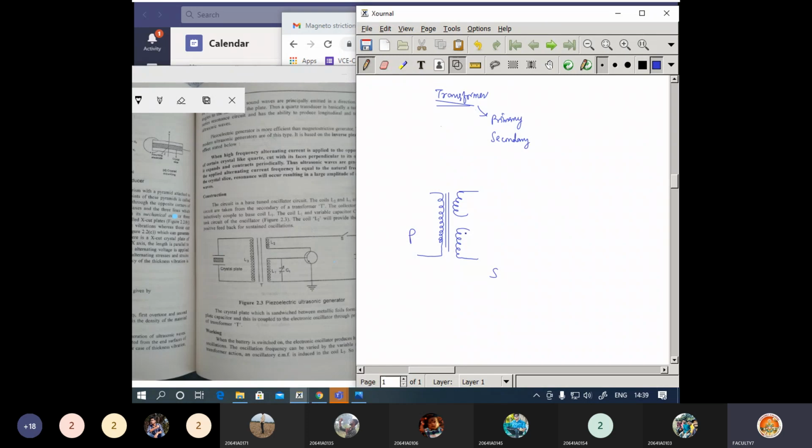Now here you are going to place a variable capacitor. This arrow mark means you can vary the value of the capacitor here. This is capital C. Now mark this as L1, this as L2, and this as L3. These are the coils. We consider this as coil number 1, this as coil number 2, this as coil number 3.